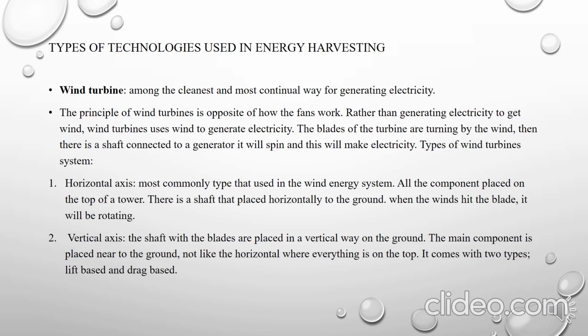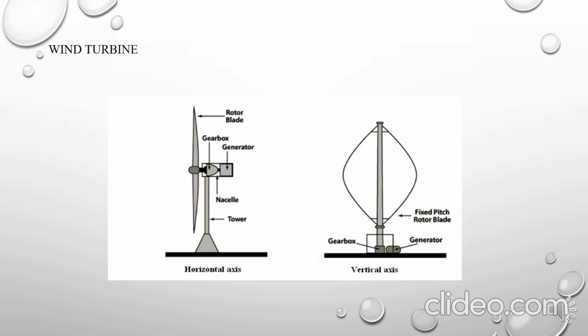Secondly, vertical axis. The shaft with the blades is placed vertically on the ground. The main components are placed near the ground, not like the horizontal where everything is on the top. It comes in two types: lift base and drag base. This is the wind turbine. As you can see, on the left is the design of the horizontal axis, and on the right is the vertical axis.